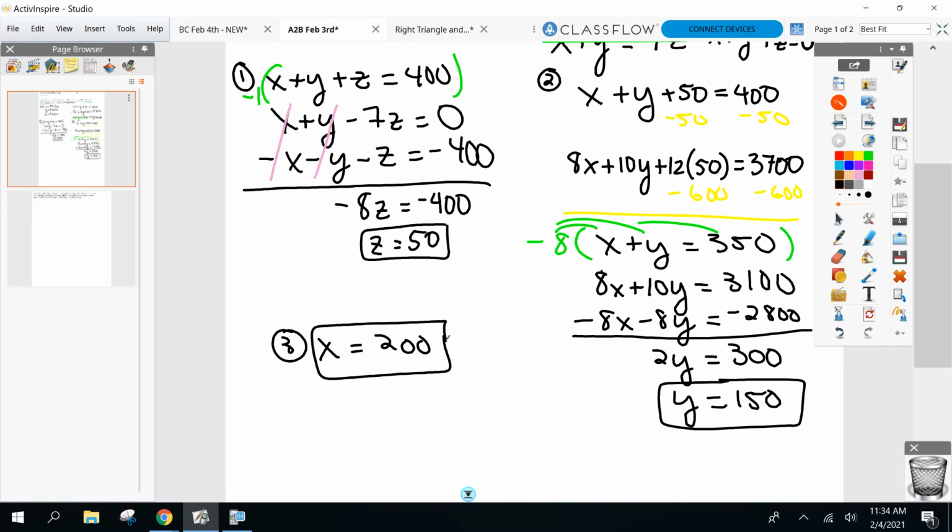First step. Pick 2 equations and try to eliminate a variable. We got real lucky here, didn't we, in our first step? Because not only did we eliminate one, we eliminated 2 of them. I don't know if that'll happen every time.